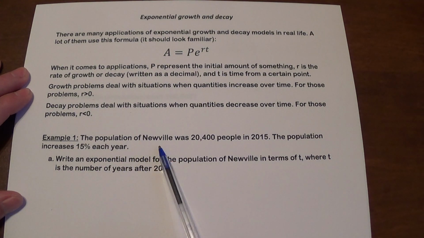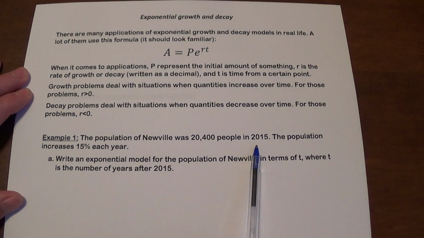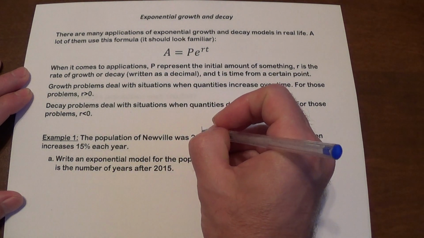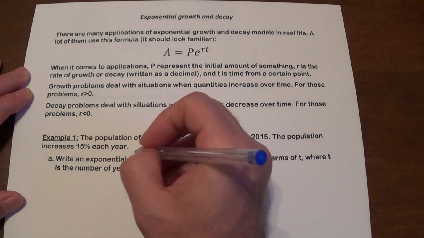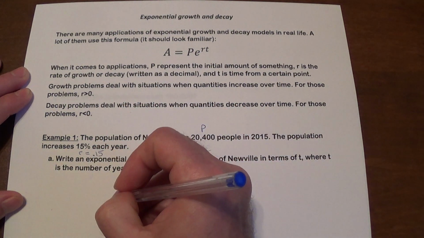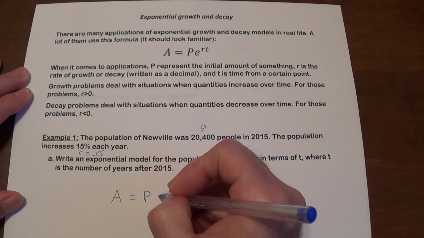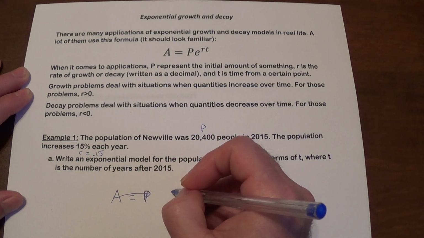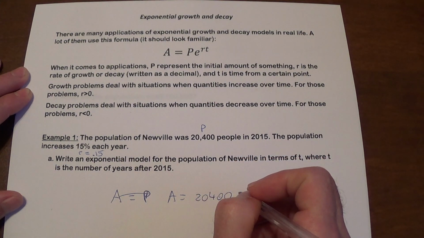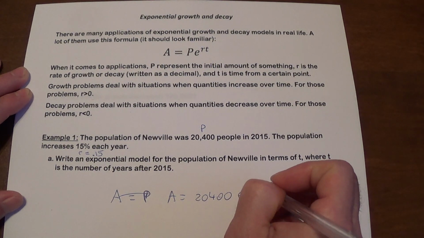Here's the first problem. The population of Newville was 20,400 people in 2015 and it increases 15% each year. The first thing we need to do is write an exponential model for the population in terms of t, where t is the number of years after 2015. So this is the initial amount, and this is the rate, which is going to be 0.15. Then A equals 20,400 e to the power 0.15t.